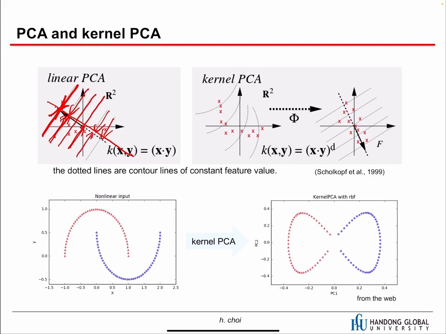But in kernel PCA, these are the projection lines. So probably we have something like this curve, a hypersurface, and we want to project all the data samples onto it. So this direction and these directions are not parallel. But in the feature space, they're supposed to be parallel.